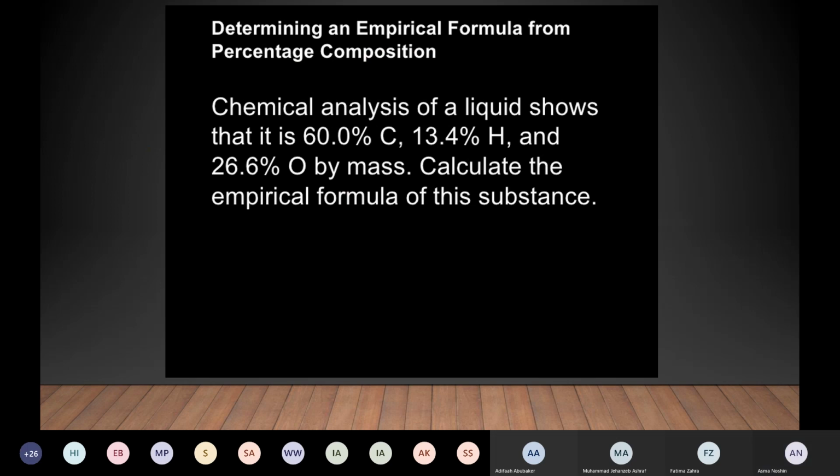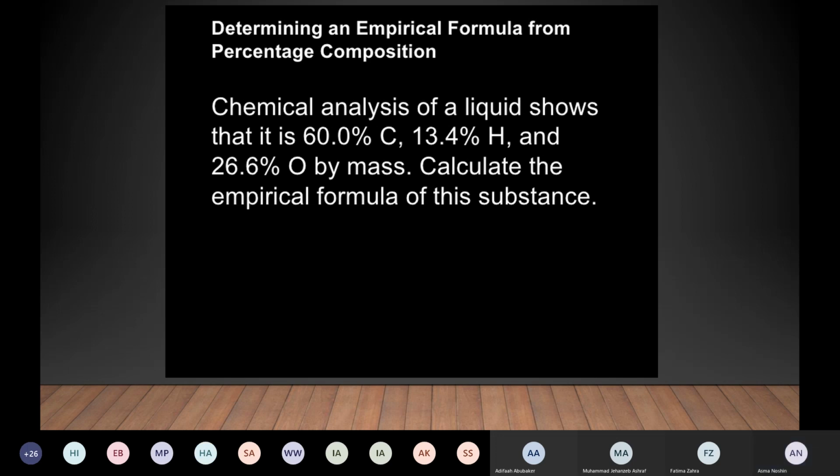See, what is the question? We have a liquid. That liquid has different percentages. In that, carbon is 60%, hydrogen is 13.4%, oxygen is 26.6%. And what do you have to find? You have to calculate the empirical formula of this substance.